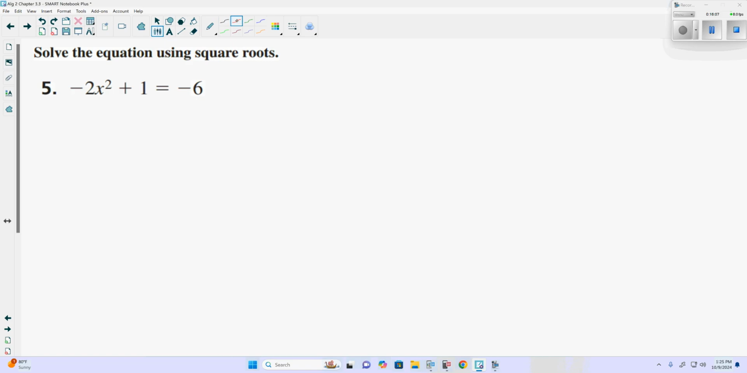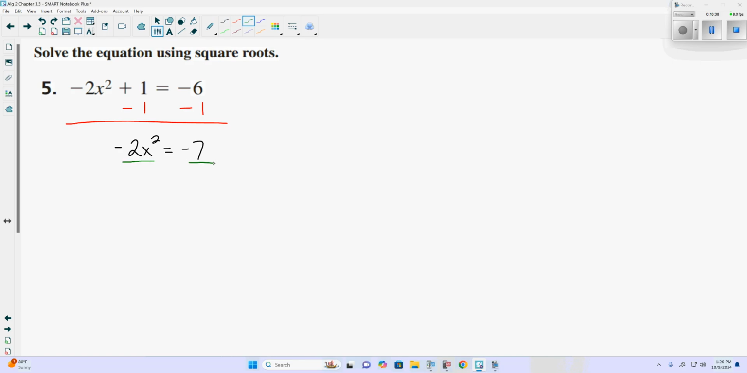But the square root method does work because we do have an x squared term. We don't have x. So the first thing we need to do is get x squared by itself. So what's the first thing we can do? Minus 1 from both sides. Telling us that negative 2x squared is equal to negative 7. What can we do next?